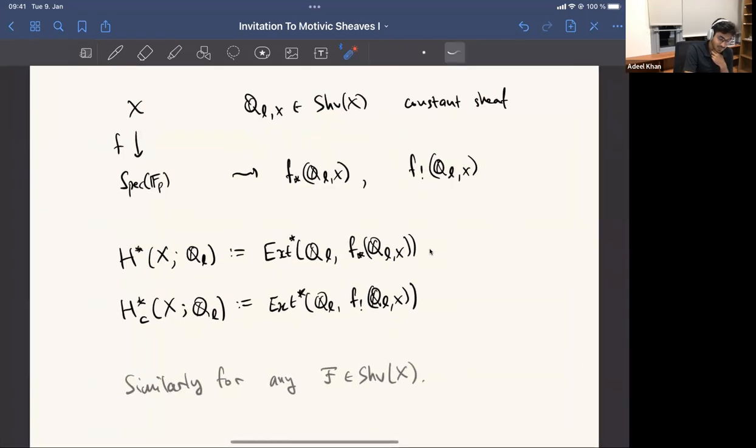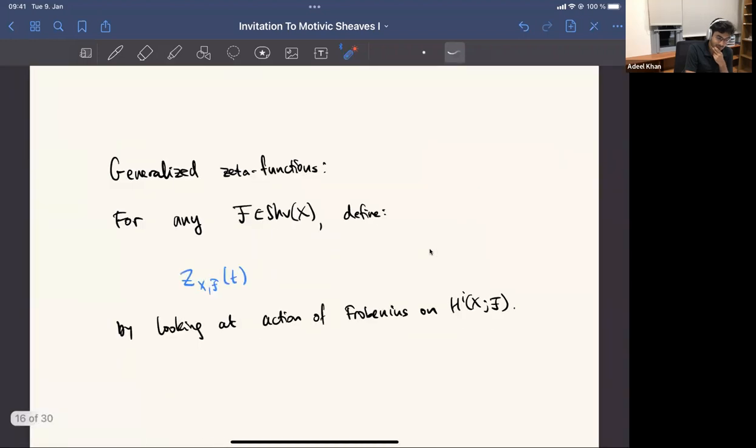One more thing I want to mention at this point is that we started with this Q_l, because we look at the constant sheaf on X, but you could start with any sheaf F on X and define, with the same formulas, cohomology or cohomology with compact support with coefficients in any sheaf. Okay, so that's what these six functors are buying us for now.